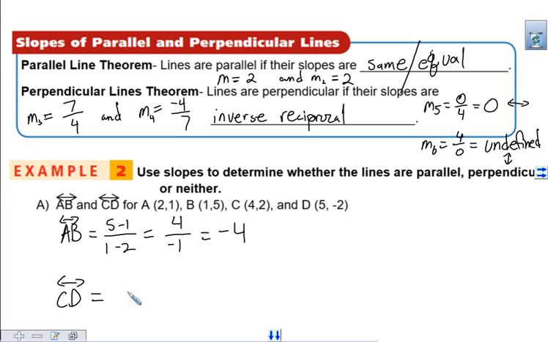Then we're finding the slope of line CD. We have negative 2 minus 2 over 5 minus 4. Again, negative 2 is over 5. 2 is over 4. Negative 2 minus 2 is a negative 4 over 5 minus 4, which is a positive 1. That reduces to negative 4. And since these two slopes are the same, they're equal to each other, these lines are parallel.